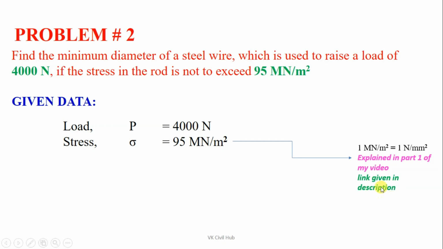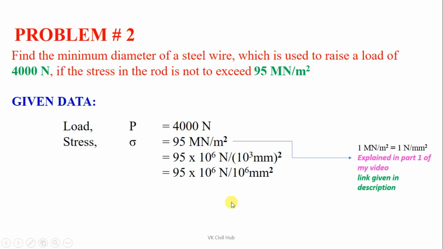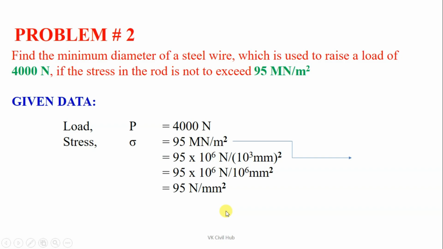You can check it once again in the link given in the description. So this 95 meganewton per meter square gets 95 newton per mm square. I will explain once again. Mega value is 10 power 6, and the meter, if you convert it into mm, you get 10 power 3 mm, the whole square. You get 10 power 6 mm square. So this 10 power 6 and 10 power 6 in the numerator and denominator get cancelled, and you get the value newton per mm square. So the answer is the same, 95 newton per mm square.